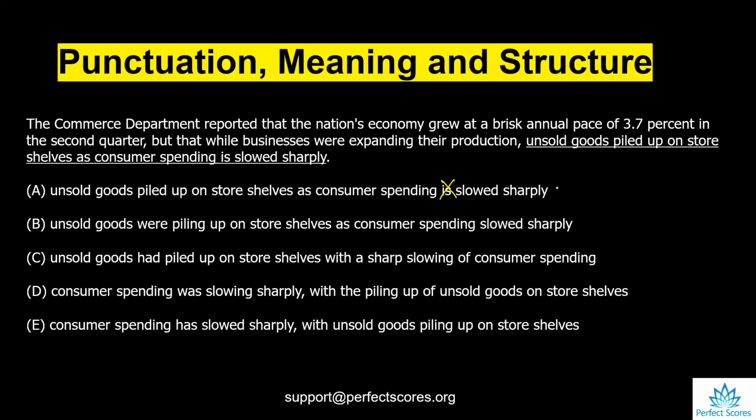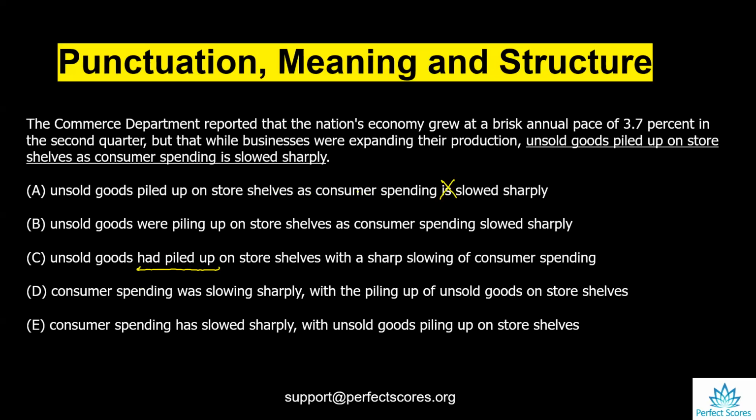Okay, that's correct. Any other option that you think is wrong? I think C is wrong. Because? Because before the underlined portion starts, it says that while businesses were expanding, which means something was happening. And with that event happening, something else was also happening. And after the comma, option C says some unsold goods had piled up already. And compared to C, I think option B is much better. Okay, so that is good.